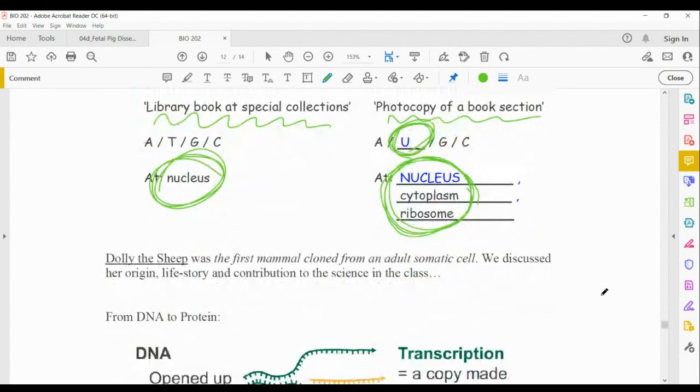We did talk a little bit about Dolly the sheep in class, about how she came about, and why she is an important milestone for our methods of utilizing genetic techniques. That's because she was the first mammal ever cloned from an adult somatic cell.